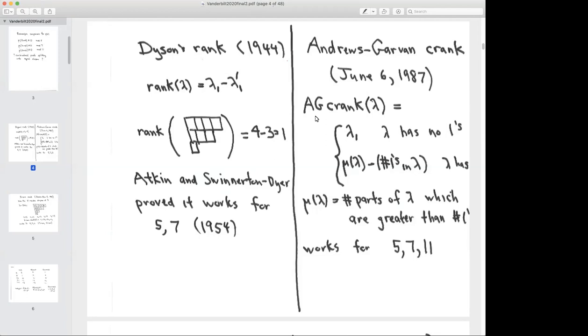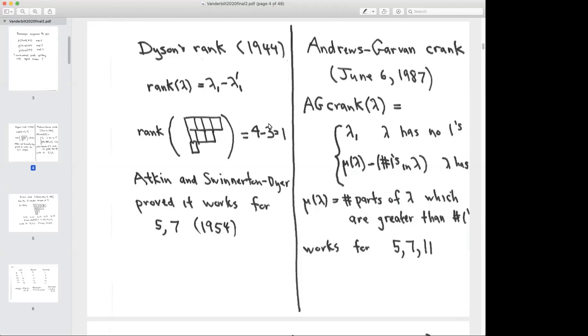Their crank depended upon how many ones you had in the partition. If you had no ones, it was the largest part, lambda 1. If you did have some ones, then it was the number of parts which are greater than the number of ones, minus the number of ones. So this looks very strange. And they proved that this AG crank worked for 5, 7, and 11.